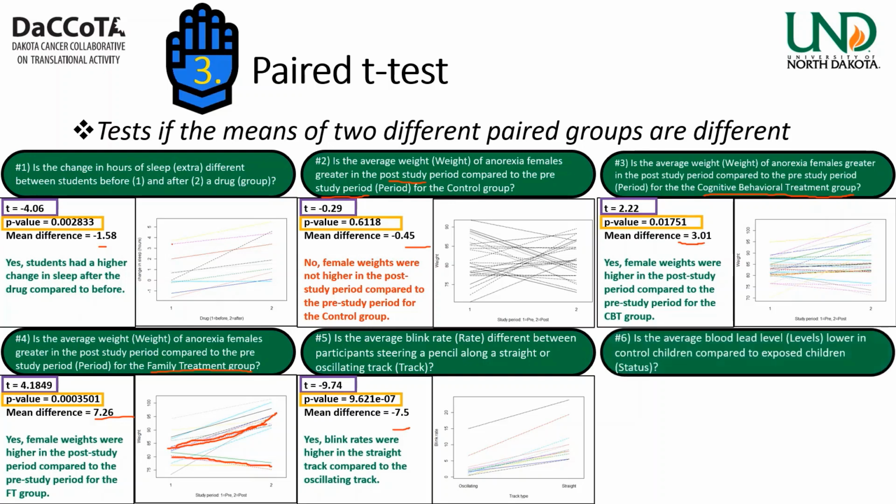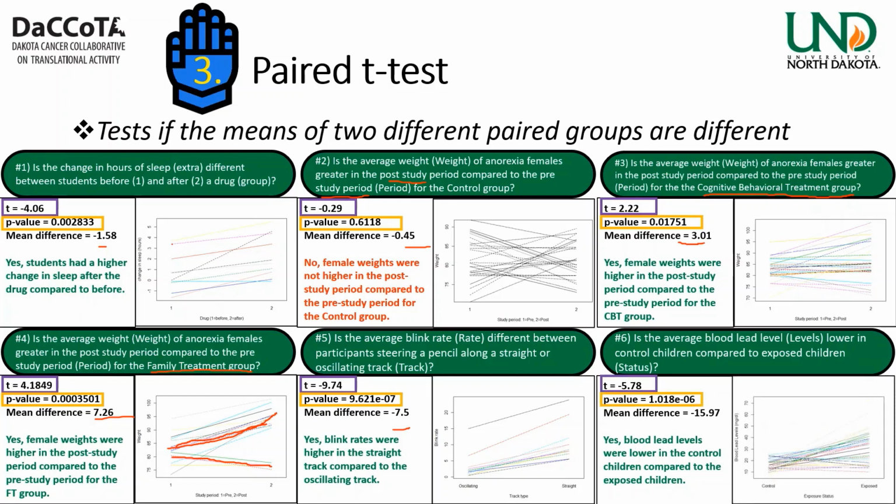And finally, is average blood lead level lower in control children compared to exposed children? So these weren't the same children, but they were sort of paired in a way, I think, to have one child be more or less the same circumstances as another child, except for this exposure to, I think, lead in the water. And it looks like that was significant. The ones who are exposed tend to have higher blood lead levels compared to control. You can see that there's a fair amount of spread, however.